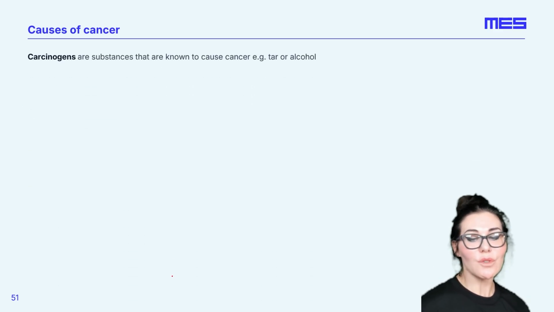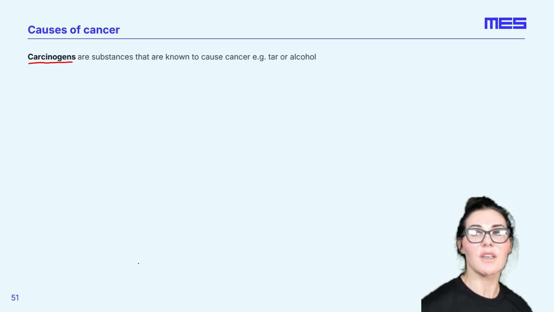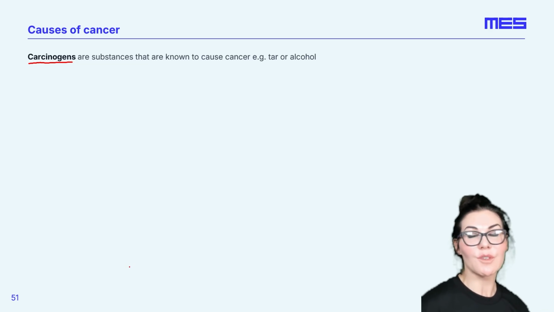So what can cause cancer? Carcinogens. Carcinogens, we mentioned before, are chemicals or substances that are known to cause abnormal cell division. Typically, tar in cigarettes and alcohol are carcinogenic agents. So if you're exposed to a lot of them over your lifetime, you put yourself at risk.